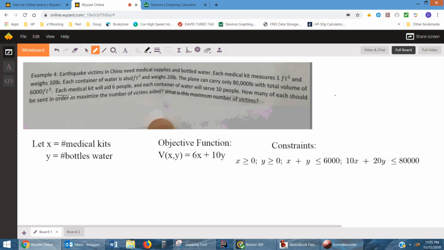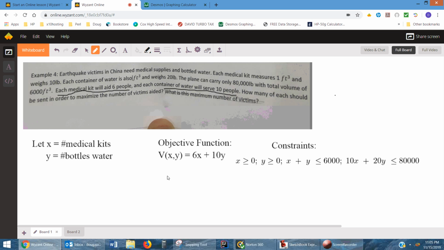Our objective function comes from this sentence right here. Each medical kit will aid 6 people, and each container of water will serve 10 people. So the number of victims that can be aided will be determined by 6x plus 10y, because each medical kit, x, will aid 6 people, 6 times x, and each bottle of water, y, will aid 10 people.